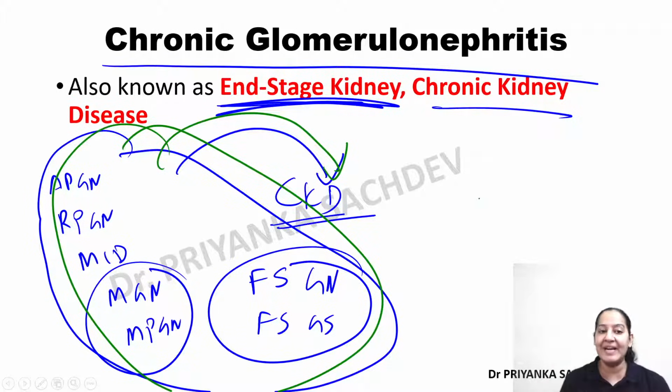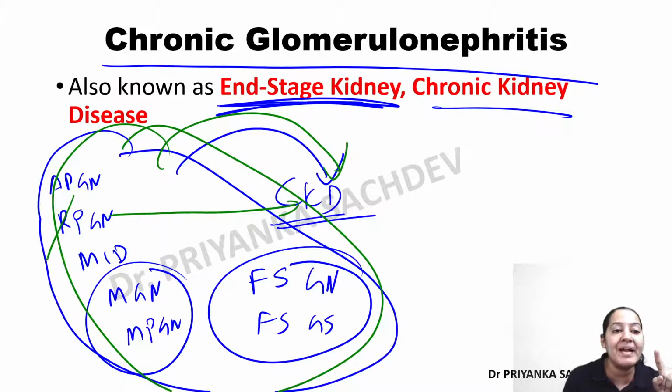But the speed of conversion is different. Most rapid conversion occurs in RPGN. That's why the name is RPGN, rapidly progressive glomerulonephritis. Within a few weeks, it will convert into CKD. That's why the prognosis is very poor and you have to treat very abruptly.